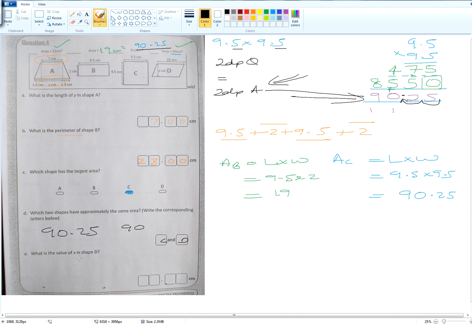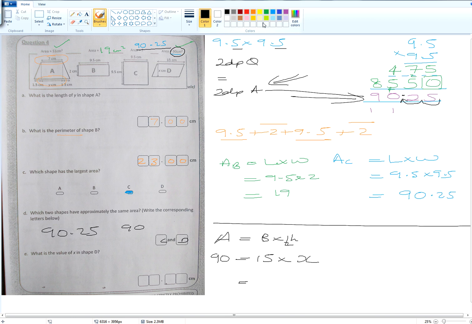What is the value of X in shape D? Okay, now, there's X. Now, what is the area of a parallelogram? It is going to be the base times the perpendicular height. Now, what is the area of shape D? The area of shape D is given to us as what? 90. So we know the answer. The base we know is 15, which is the same as that top part there. And the height we don't know is called X.